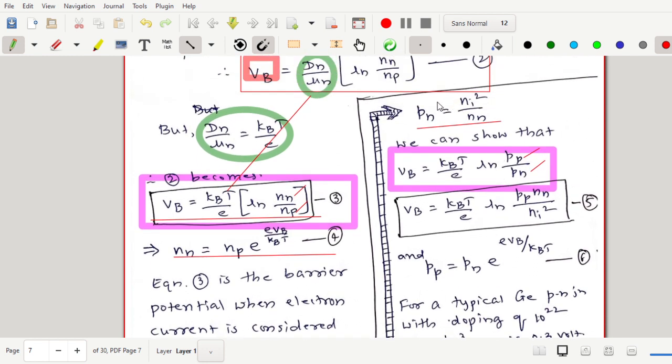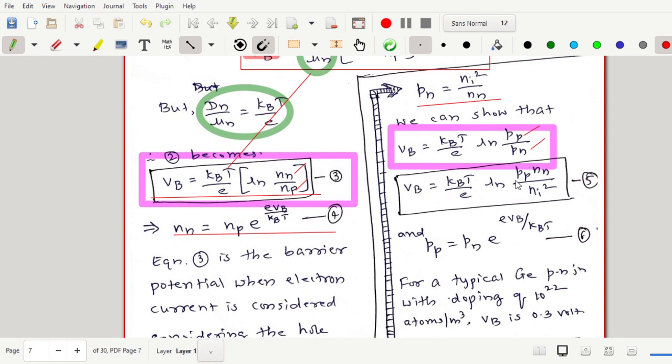Now by using this relation, Pn is equal to ni square by Nn, this equation can be written in this form, which will be VB is equal to kBT by E ln Pp Nn by ni square. This is just a mathematical step. We substitute it in this equation, and what we get is equation number 5.